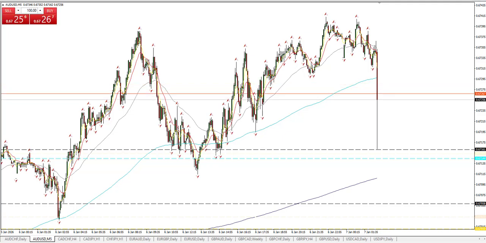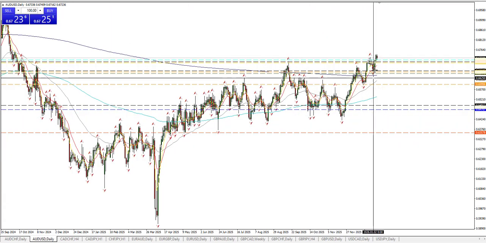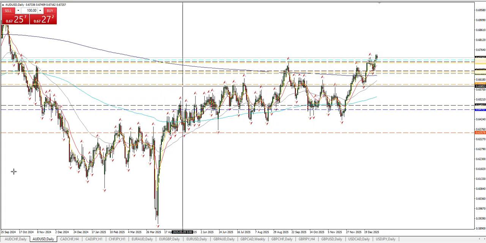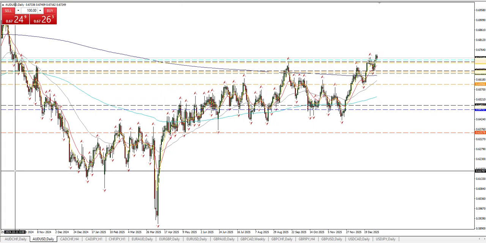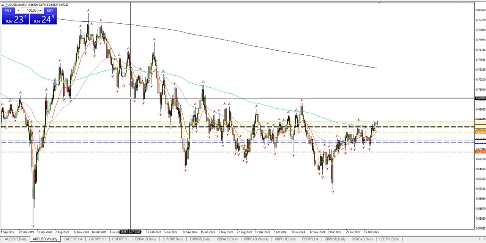This is the Aussie dollar pair here, and I was in the middle of setting up levels to show you how you can set up different trade entries on a pair, so you can get multiple trades out of it. So we can see prices pulling back. This is the weekly chart.